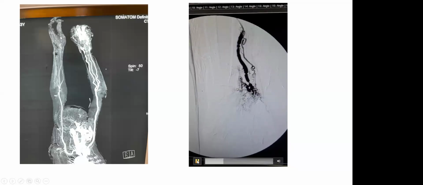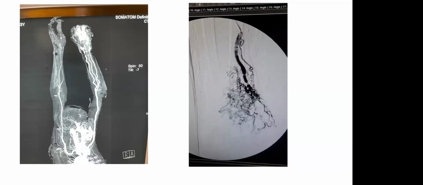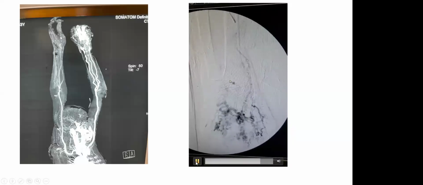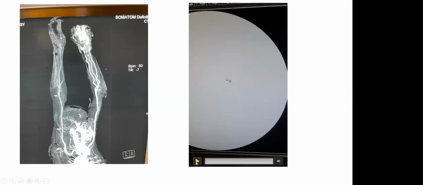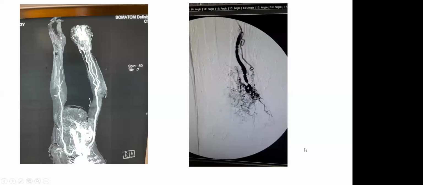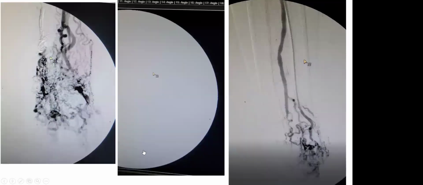So when you play this video next, this is how it looked like. You can see our catheter at the top here, and you can see that abnormal meshwork of blood vessels at the wrist joint and the hand. The next video. And that is how it looked.